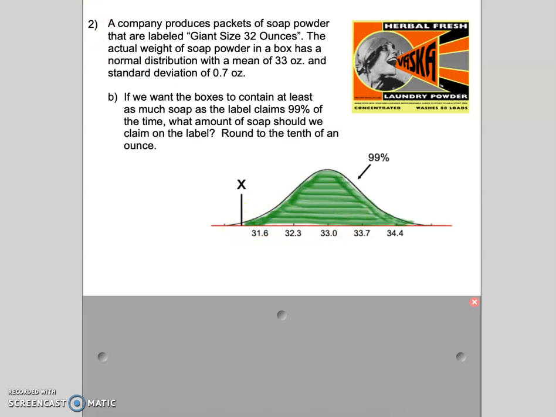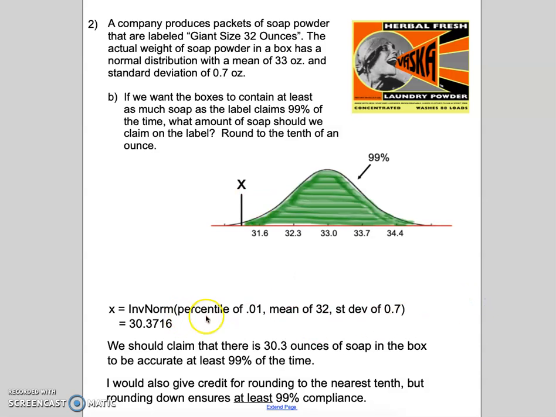Now, normal CDF or inverse normal? I'm given a percent, need to work backwards. So, inverse normal, percentile. This mark right here beats 1%. So my percentile is 0.01. Mean of 32, standard deviation, I get this answer.